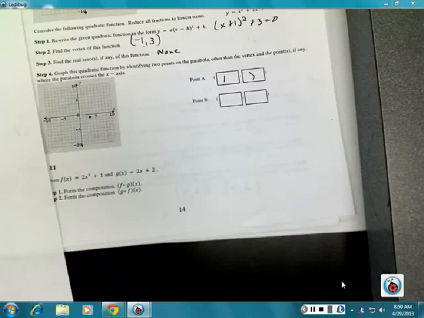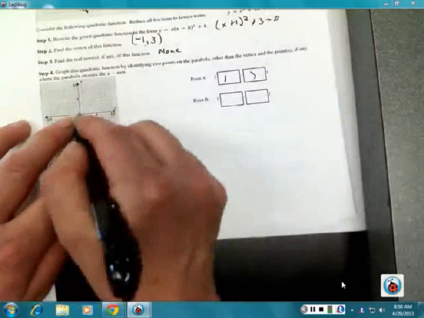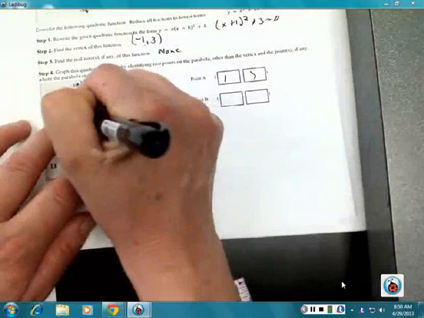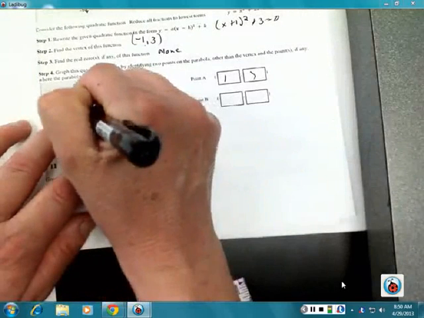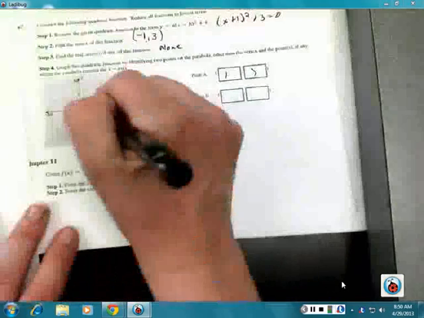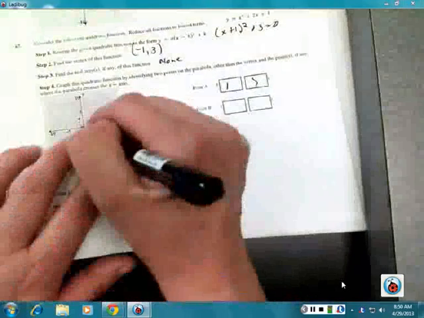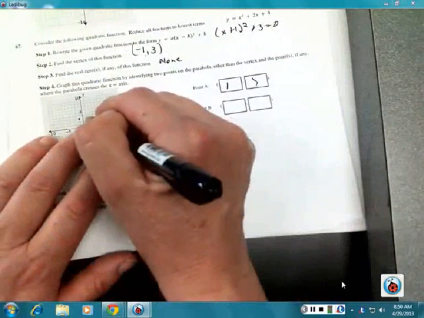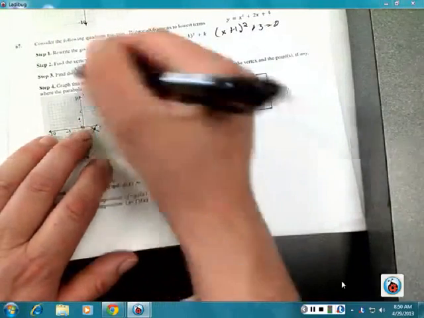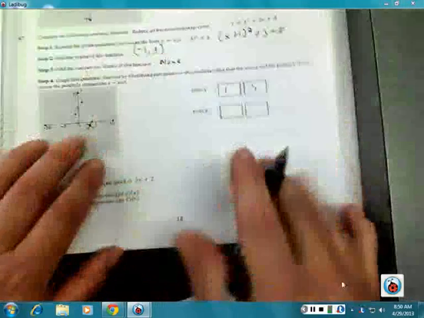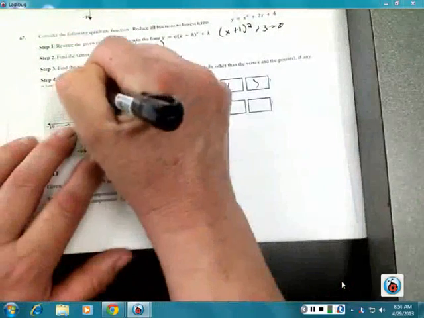Oh, I graphed it wrong. Negative 1, 3 is not there. Negative 1, 3 is up here. Negative 1, 1, 2, 3. There, we're better. Helps if I get my graphing correct. And then if I graph 1 at 7, that goes up there. So this graph is doing something on this order on that side.